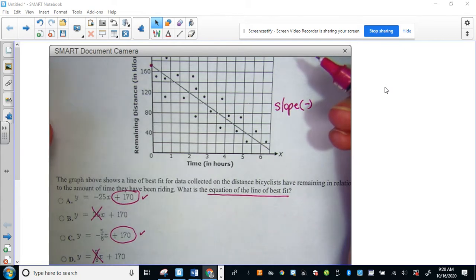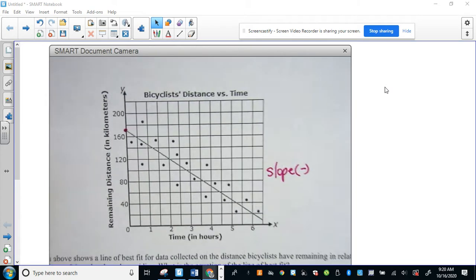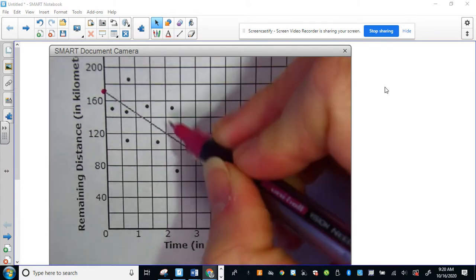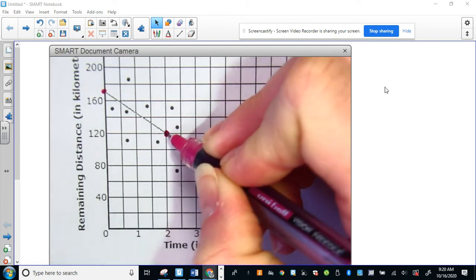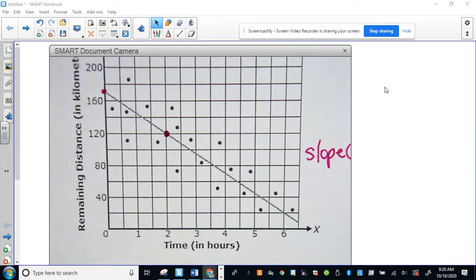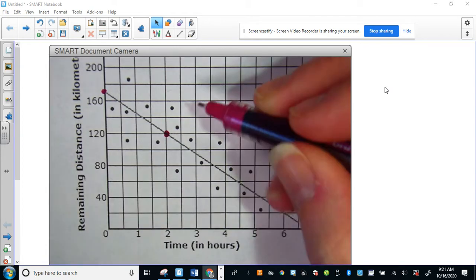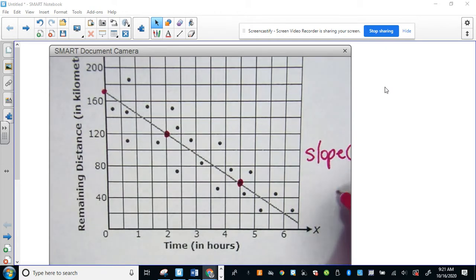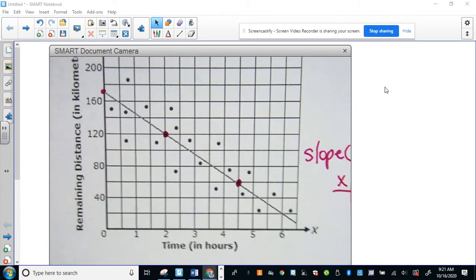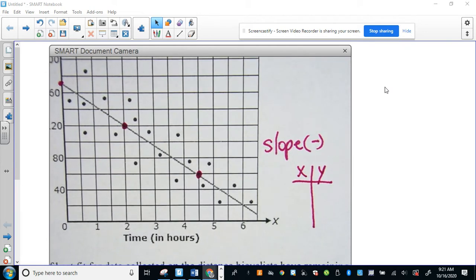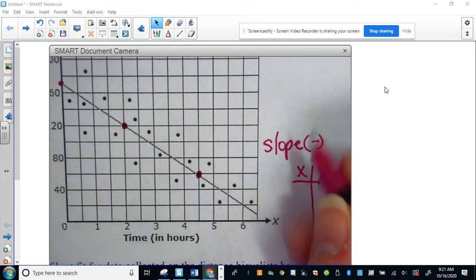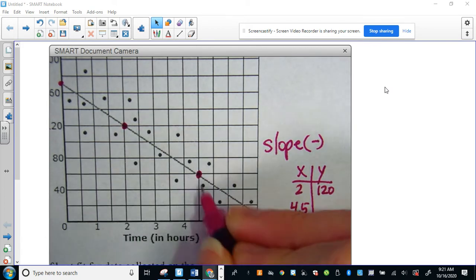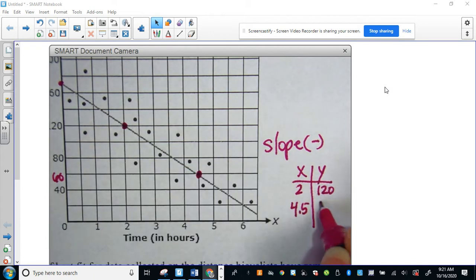So I'm going to pick 2 points that are on crosshairs. And when I say crosshairs, this is what I mean. If you notice, as this line is going, it touches at certain points. Here is a good point. It's on a crosshair. And then if I continue to travel along the line, looks like this one is super, super close. So I'm going to pick that one as well. So these 2 points, I'm going to put them in a table. So this first point that I'm going to use is 2 and 120. And this other one is 4.5, and that would be a 60.